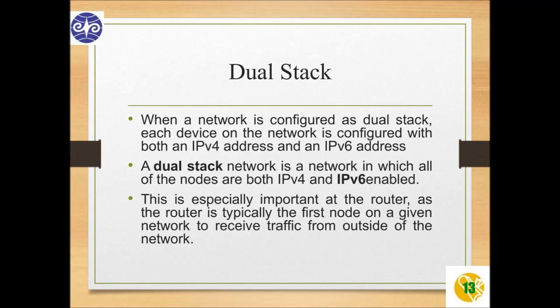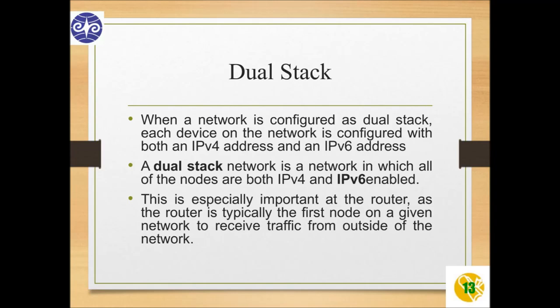Point number 1, when a network is configured as dual stack, each device on the network is configured with both an IPv4 address and an IPv6 address. In this case, if the communication is based on IPv4, then the data will be transmitted, as well as if the communication is based on IPv6, then data will be transmitted. So dual stack will help to transmit data in both cases.